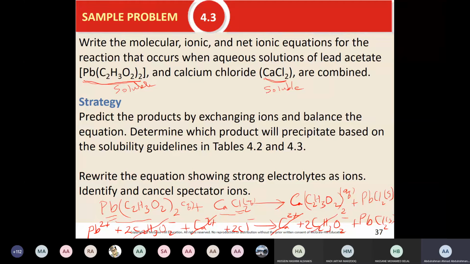Can you write the net ionic equation now? Pb2+ plus 2Cl minus to give you PbCl2 solid. This one aqueous, this one aqueous. Can you do it? Sir, in the ionic equation, why didn't we split the PbCl2? Because everything was alone by itself before reacting.